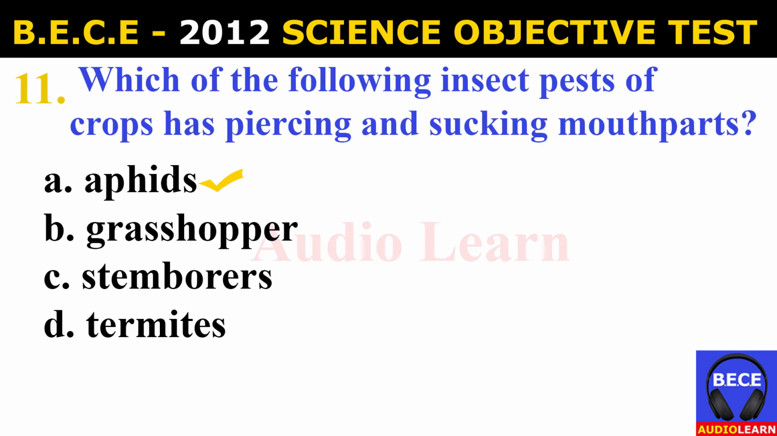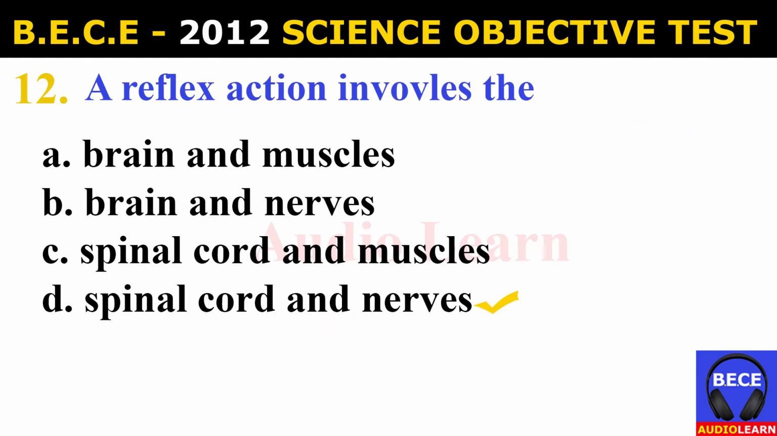Number 11. Which of the following insect pests of crops has piercing and sucking mouth part? A, aphids, B, grasshoppers, C, stem borers, D, termite. And the answer is A, aphids. Which of the following insect pests of crops has piercing and sucking mouth part? Aphids.